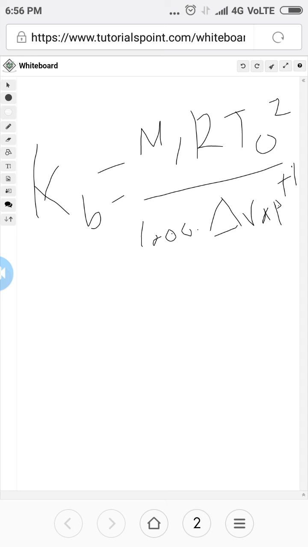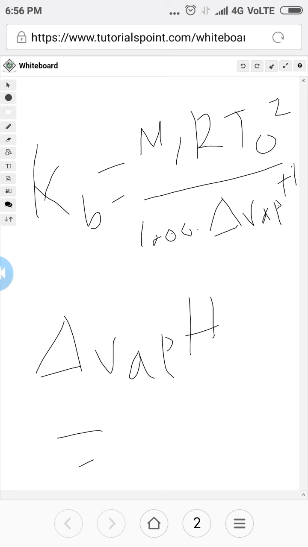We repeat again. Here delta vap H is the latent heat of vaporization per mole of the substance, and LV is the latent heat of vaporization per gram of the solvent.